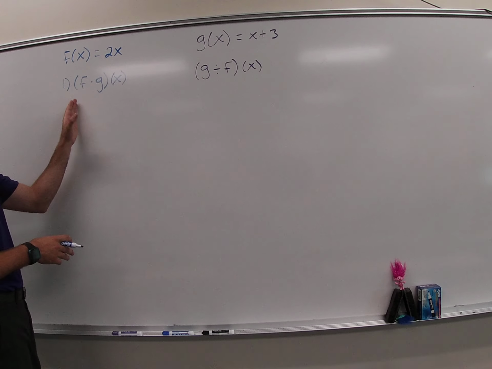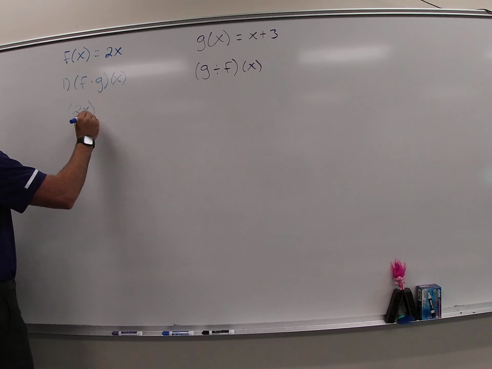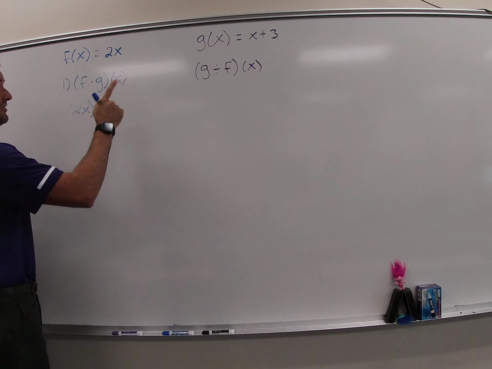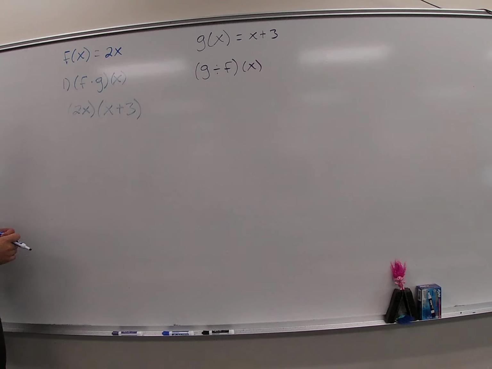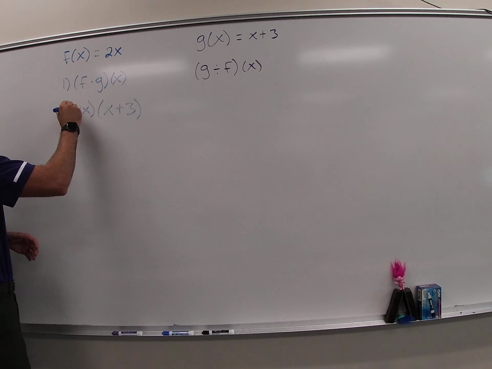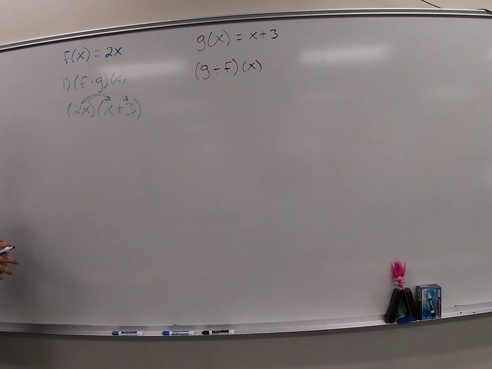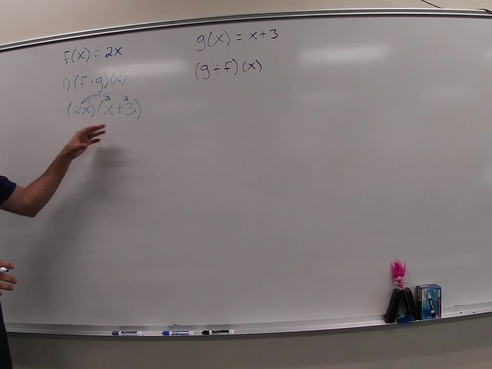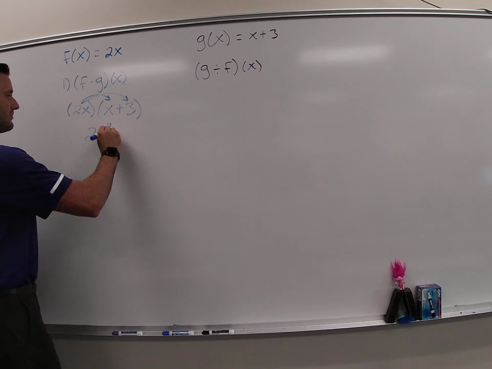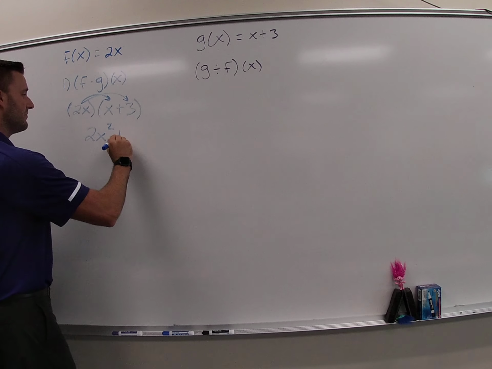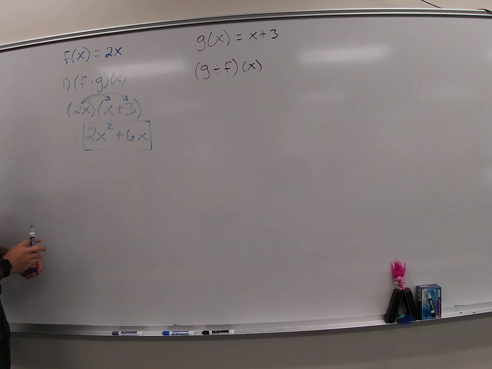So when I'm multiplying f of x times g of x, I'm taking my f of x, which is 2x, and I'm going to multiply this by g of x, which is x plus 3. When you multiply, remember we are distributing, so we're going to take this entire 2x term and distribute that to the other set of parentheses. Because there are two terms in here, we should get two terms at the end. So 2x times an x gives me a 2x squared, and 2x times a positive 3 gives me a positive 6x. So we are done with that one.